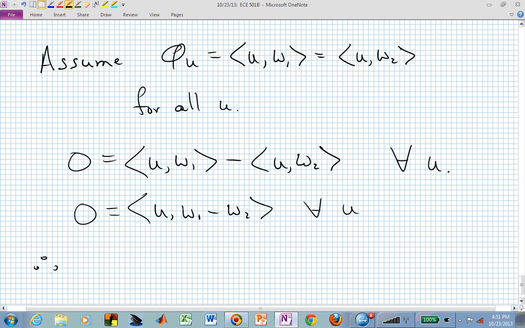Well, if it's for all u, it can be for a particular u, and I'm going to be very selective with the u that I want it to be for now. How about I consider a particular u equal to W1 minus W2.